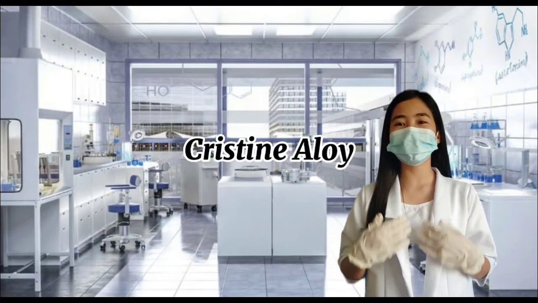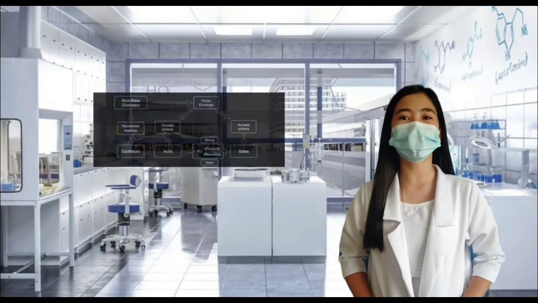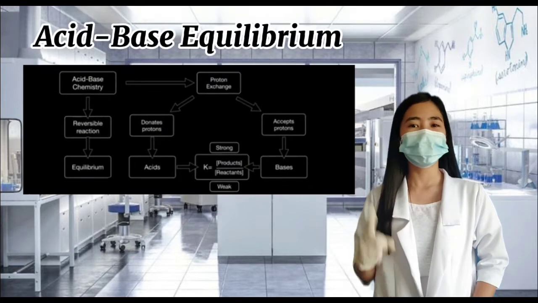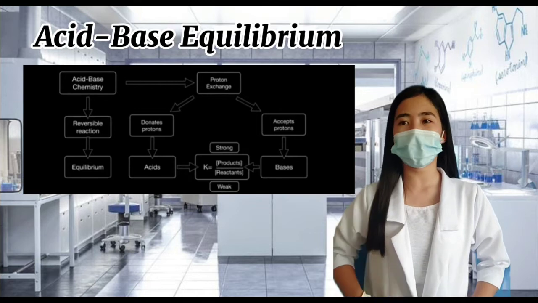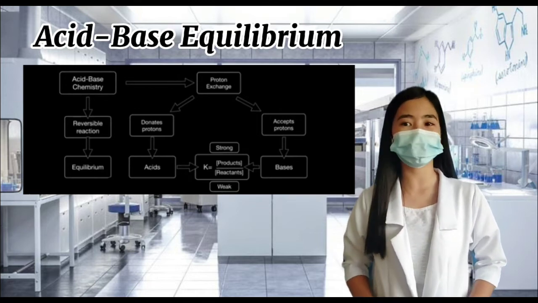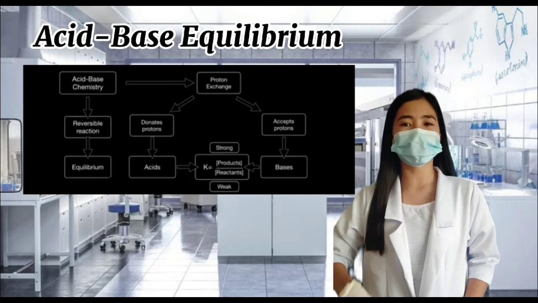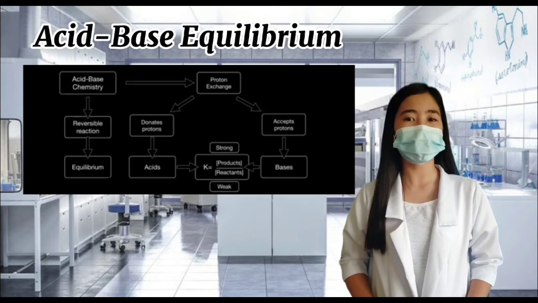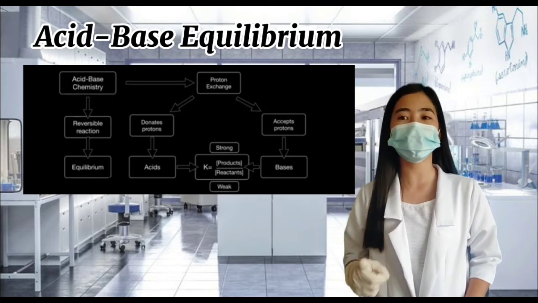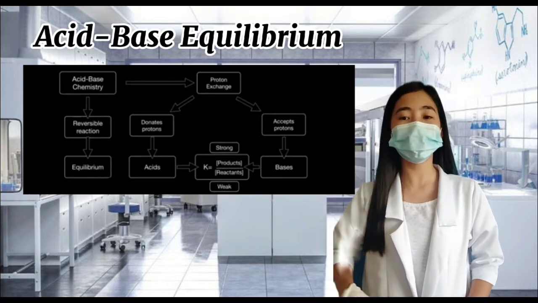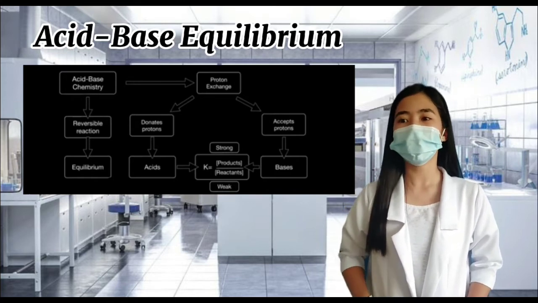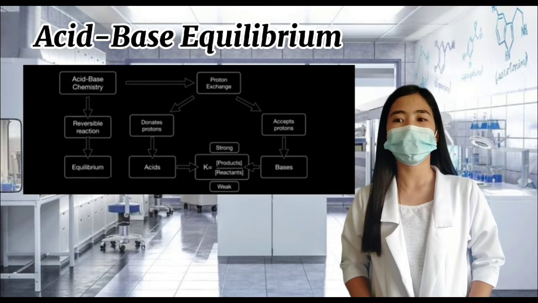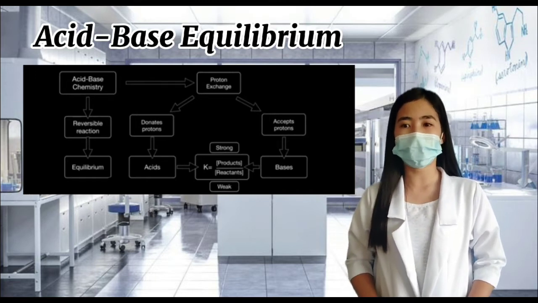Hey everyone, I am Christine Alay, and my topic is all about acid-base equilibrium. We need to understand that an acid-base reaction is just a reversible reaction and eventually achieves equilibrium. We can really understand what is going on in an acid-base reaction by measuring the equilibrium constant, and the equilibrium constant K is equal to the concentration of the products divided by the concentration of the reactants.